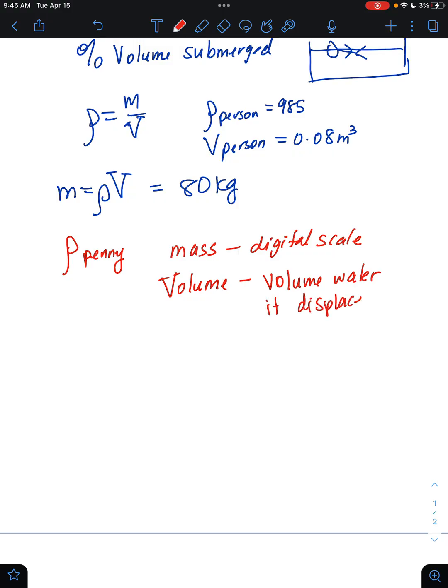So if you put the pennies in water and see how much water it displaces, the volume of the water it displaces is equal to the volume of the penny.